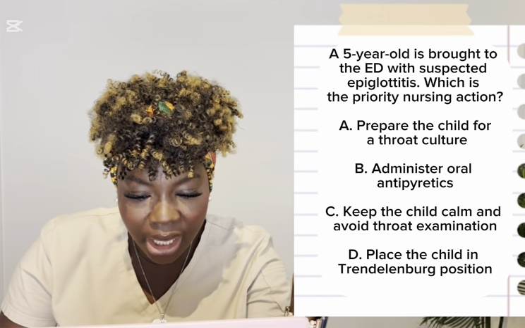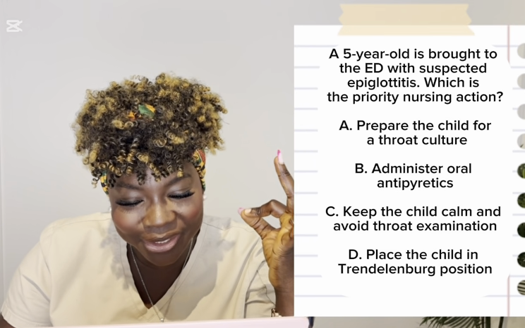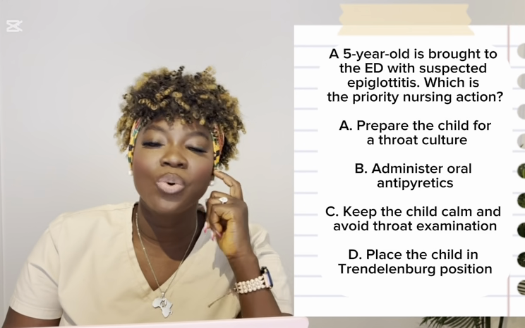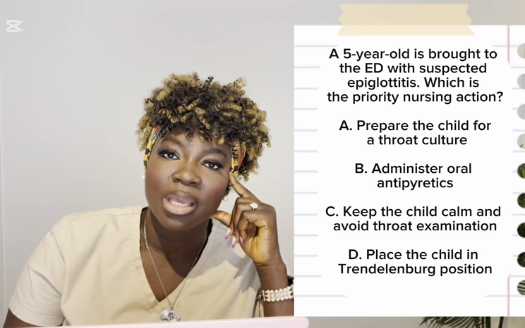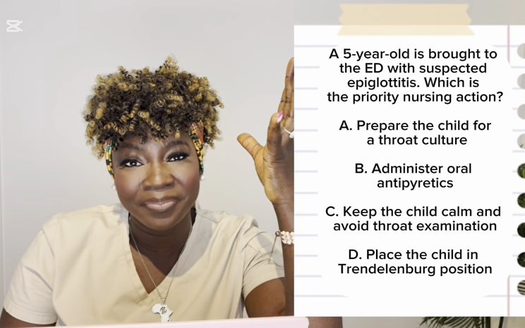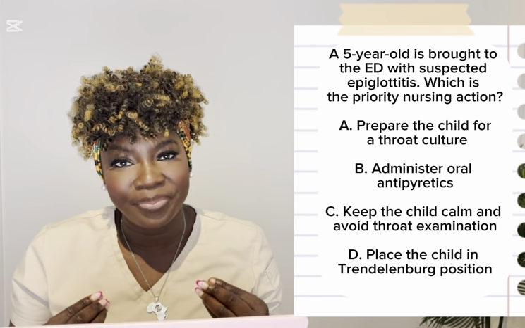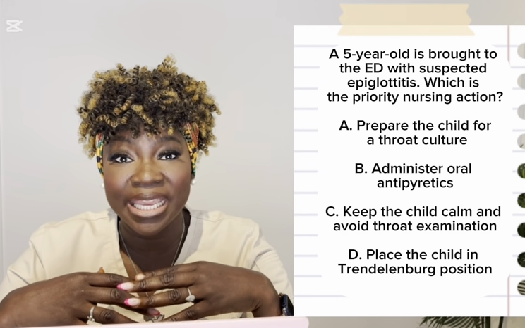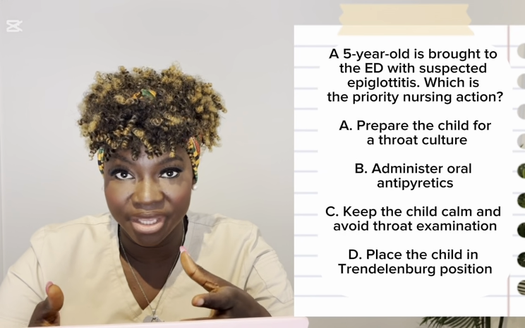Okay? Now, since C is our answer, D, place the child in Trendelenburg position. Why do you want their leg in the air? To worsen the situation, right? That will cause difficulty breathing for them. That will worsen the situation. So you want to have them sit upright. That helps them to breathe. Or in tripod position, because that also helps breathing.